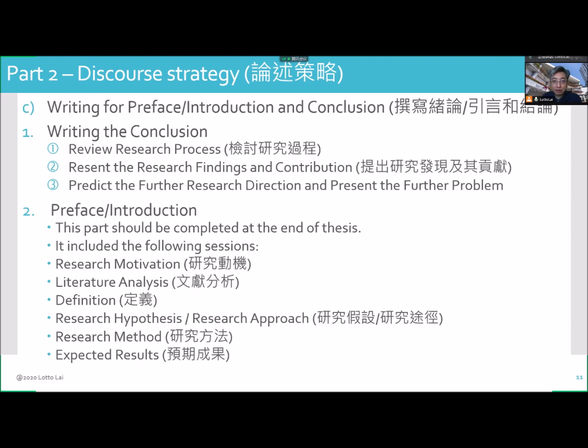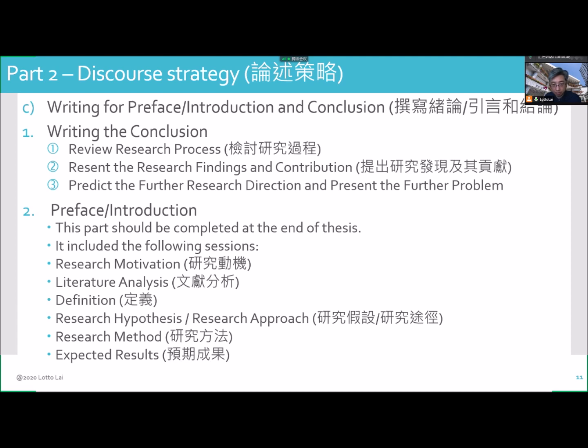So part C is writing the preface, introduction, and conclusion. We talk about the conclusion first. You need to review your research process, present the research findings and contribution, and predict the future research direction and present future problems. And then come back to write or amend your preface and introduction, because you need to tell the story at the beginning and end, and they are correlated with each other. So this part should be completed at the end of the thesis.